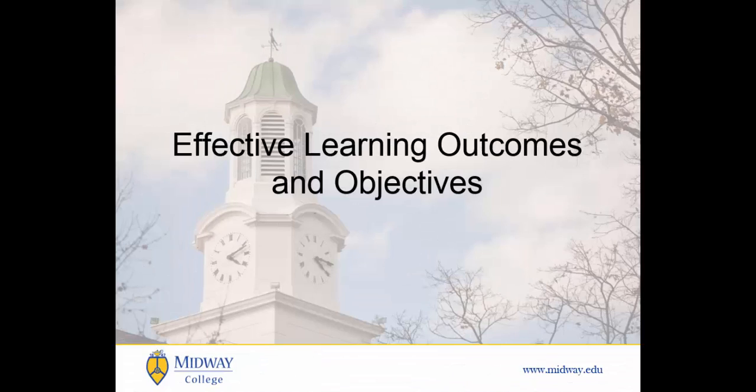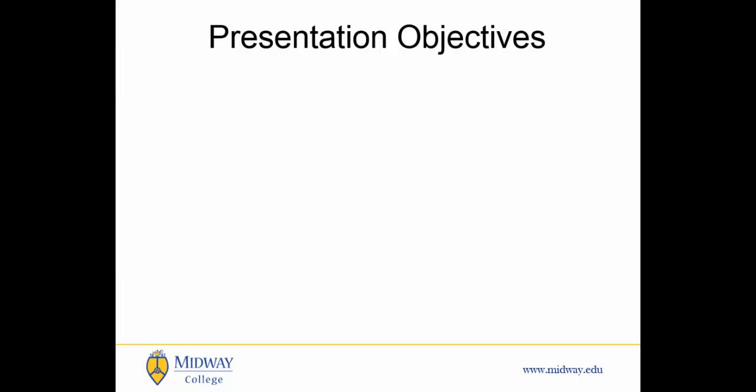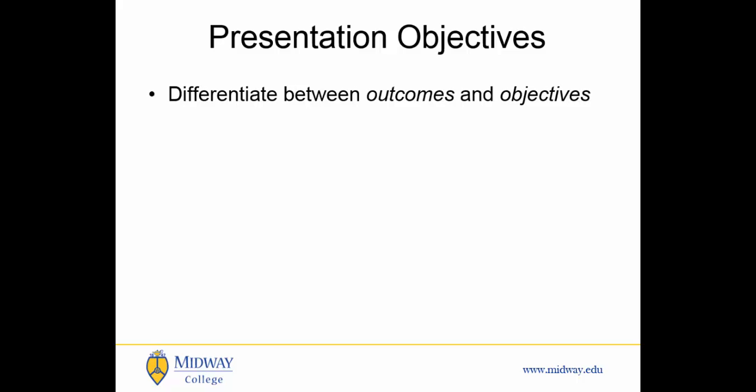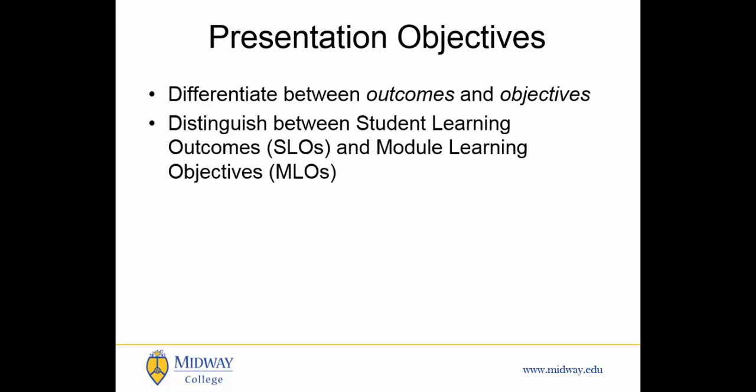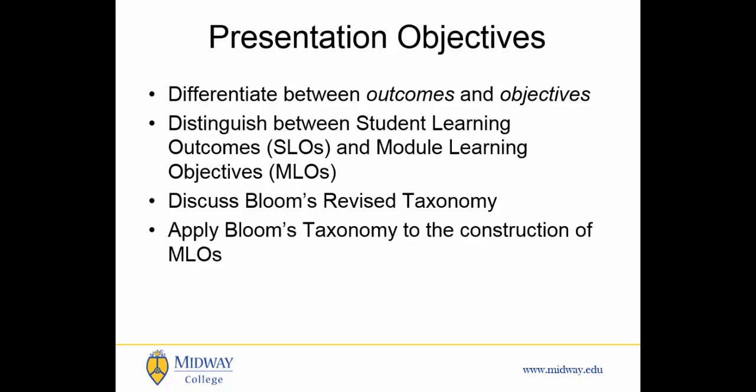If we want the students to know where they are going in our courses, then effective learning outcomes and objectives are a crucial component to achieve this result. Quality objectives are a key contributor to course design and subsequently student learning. The purpose of this presentation is to discuss the differences between outcomes and objectives and how this applies to your course student learning outcomes and module level objectives. Then we will review Bloom's revised taxonomy and apply the framework to the construction of module level objectives.